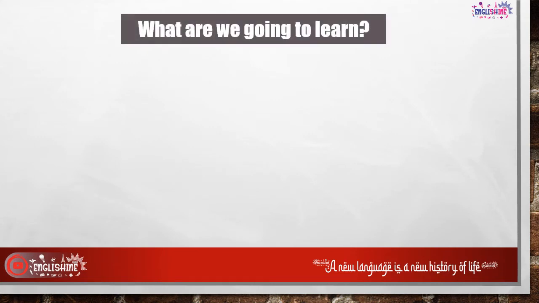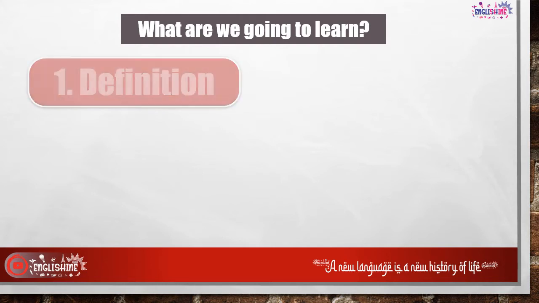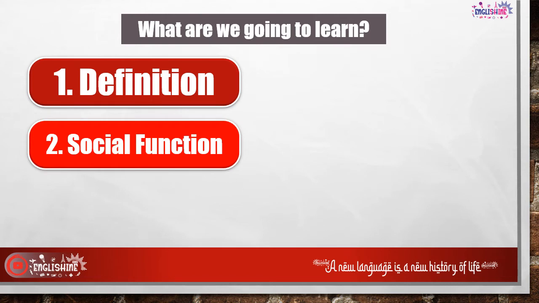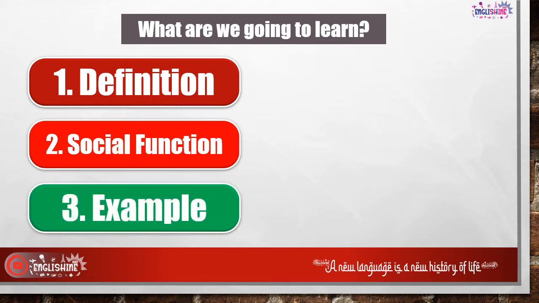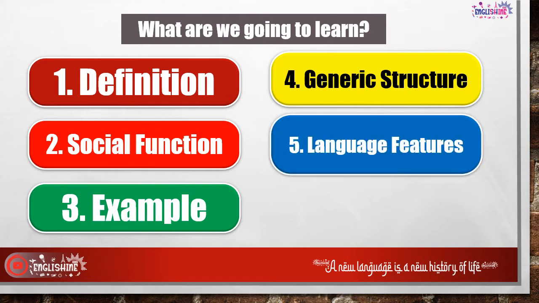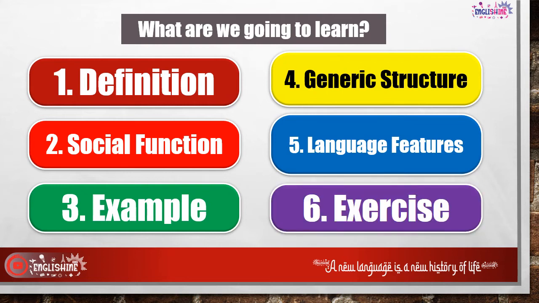Okay, moving forward. What are we going to learn? We are going to learn historical recount texts consisting of first, definition. Second, social function. Third, example. Fourth, generic structure. Fifth, language features. And sixth, exercise.